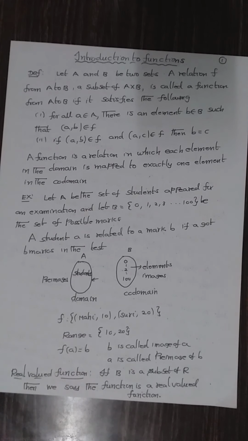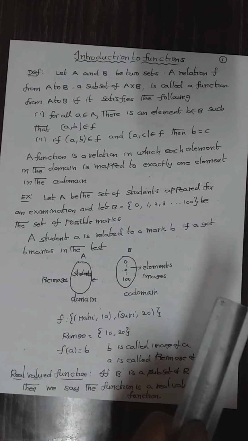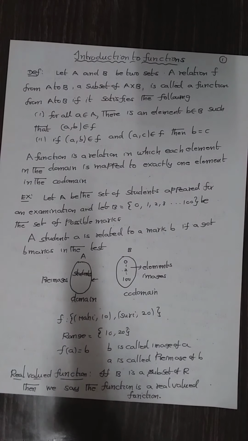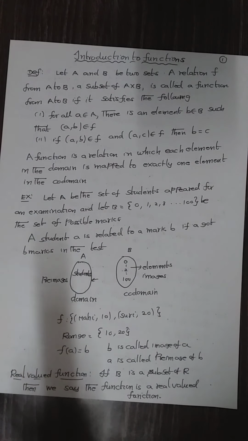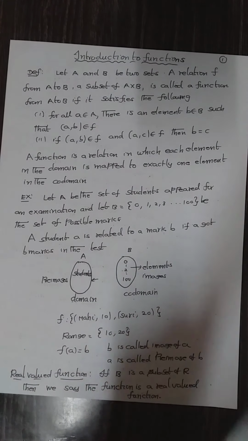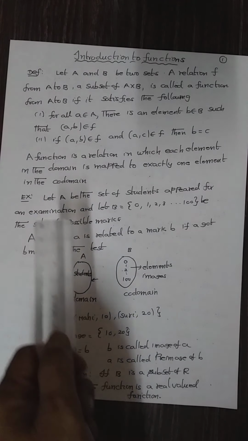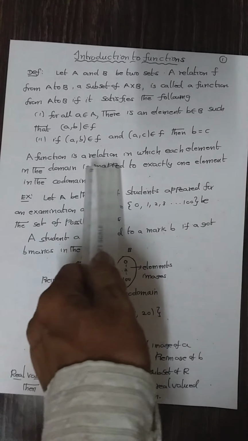Students, the two conditions you must understand clearly. For every element a belonging to capital A, there is an element b belonging to B such that the ordered pair (a, b) belongs to F. And if (a, b) belongs to F and (a, c) belongs to F, then it is possible only when b is equal to c. Otherwise, it is not a function. So this is the definition they have given. A function is a relation.